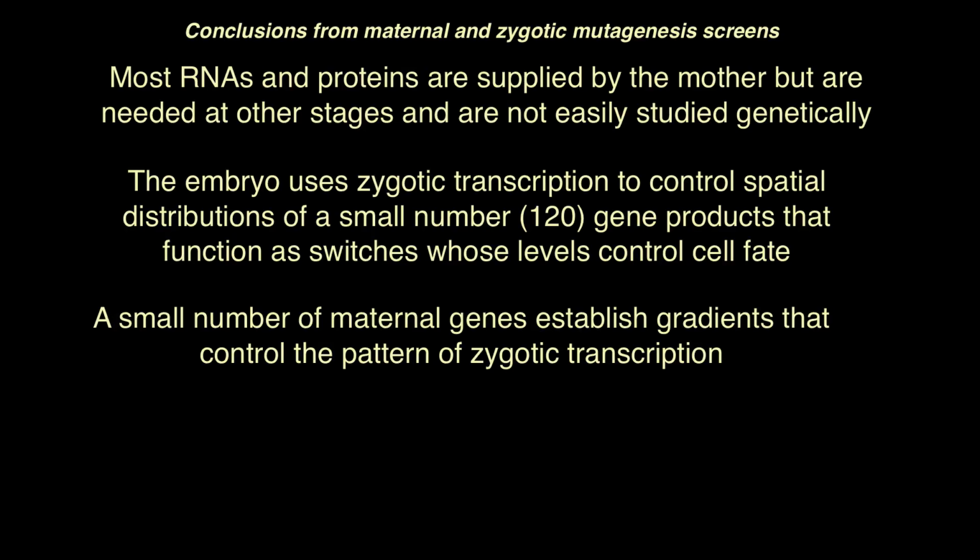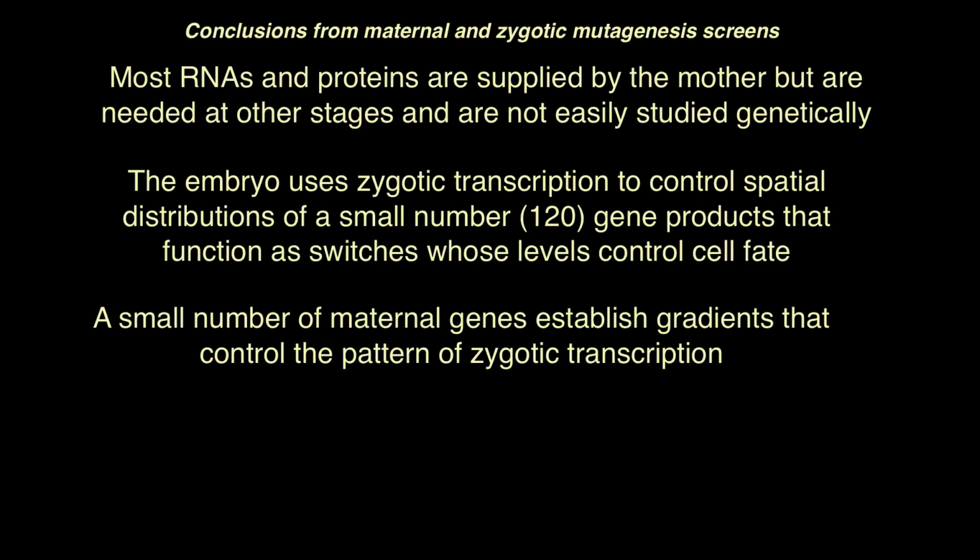One of the conclusions is that most RNAs and proteins that you find in an egg are supplied by the mother. But because they're needed at other stages, they cannot be easily studied genetically. The only thing that can be easily studied is things which are specific. The embryo uses zygotic transcription. This is my intellectual summary from the screens: to control spatial distribution of a small number of gene products whose function switches, whose levels control cell fate.